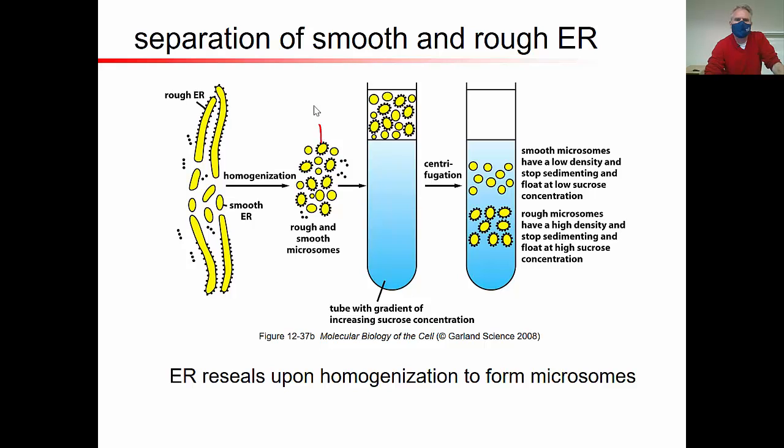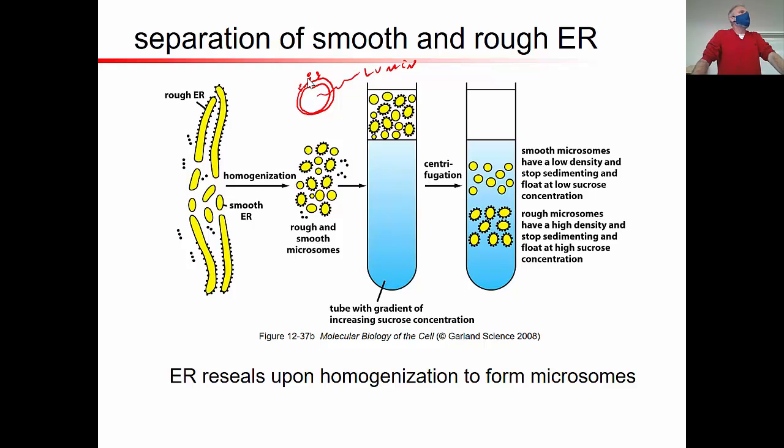If we were to take one and blow it up, we would see it's our lipid bilayer, okay? Inside will be our little lumen. And outside, if it's rough ER, it'll have the ribosomes stuck to it. And if it's smooth ER, it won't.